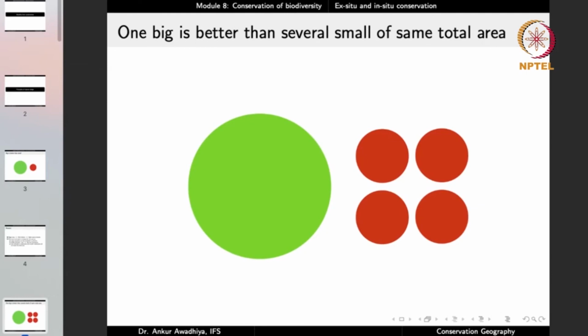Another principle is that one big is better than several small of the same total area. So here again, if you have two options and you are making the same size reserve, one is to make it as one body and the second is to make it as 4 or 5 different smaller bodies of the same total area, then you should always prefer making one large body, because here again your cost to benefit ratio will be less. You will be able to reap more benefits with lesser cost of protection, and the organisms will be much more secure.